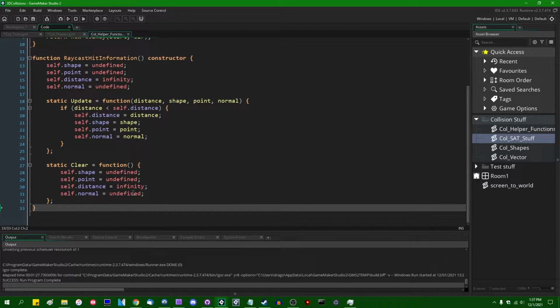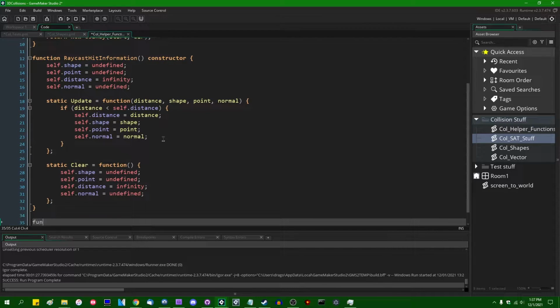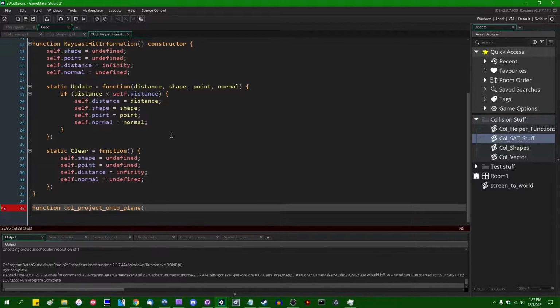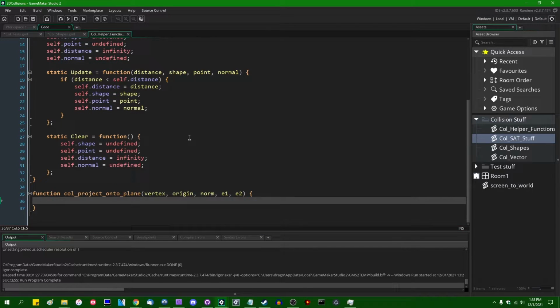This is where I'm looking for. I'm going to define a few more helper functions. One is going to be a function, let's call it callProjectOntoPlane. This is going to take 4 arguments. The first argument is going to be a vertex. The second argument is going to be an origin. The third argument is going to be, I'm sorry, this is going to take 5 arguments: normal, E1, and E2.